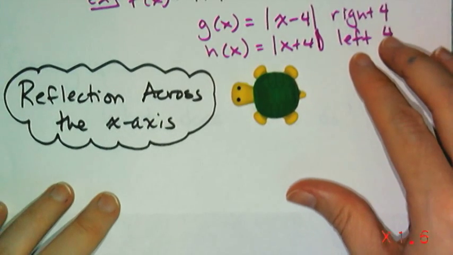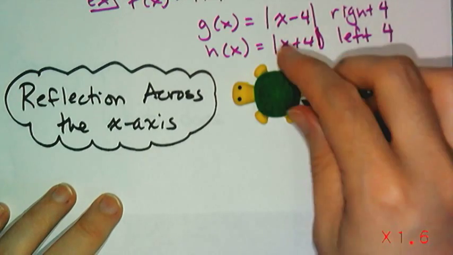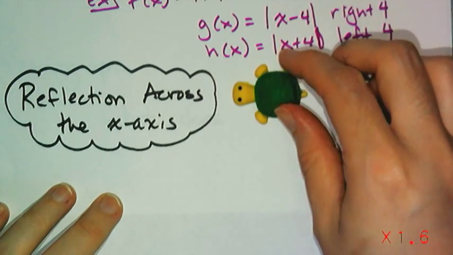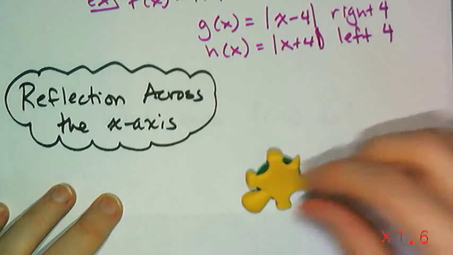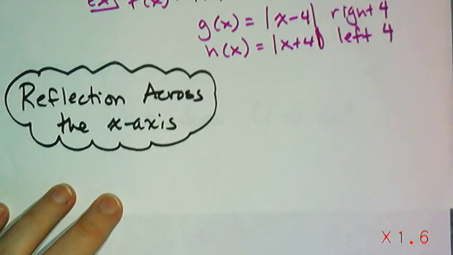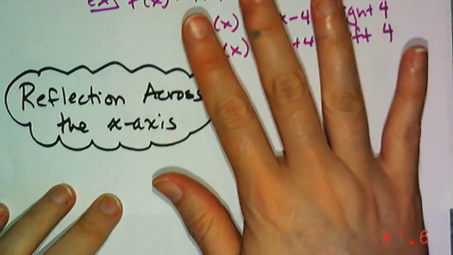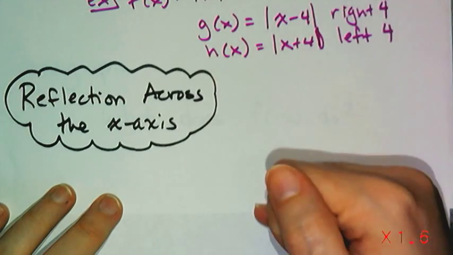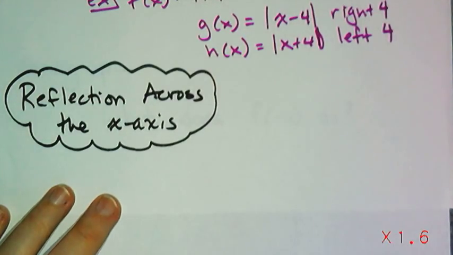Now let's talk about the reflection across the x-axis. So what I want to do in this case is reflect the little turtle across the x-axis, right? And so anything that was positive value needs to be negative. Anything that was negative needs to be positive.